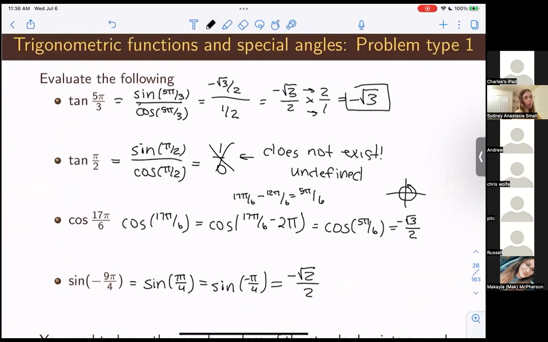Are there any questions on this idea of just using the unit circle in order to evaluate these values of sine, cosine, and tangent?